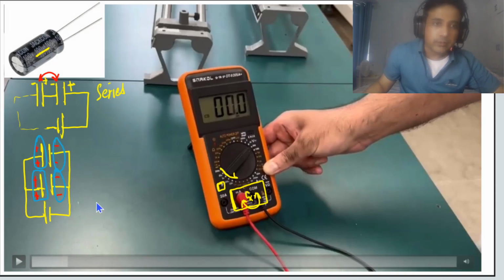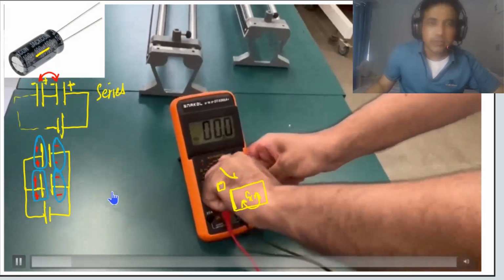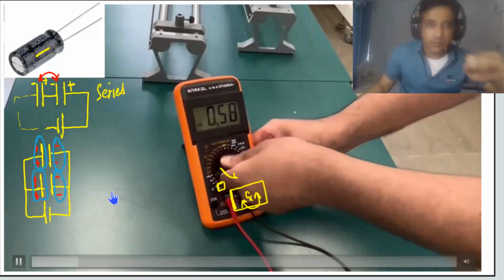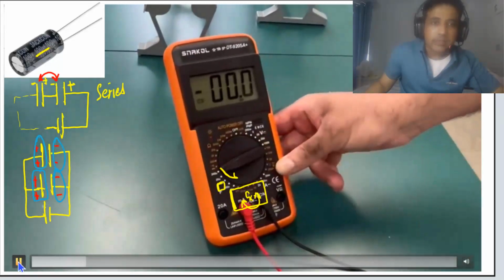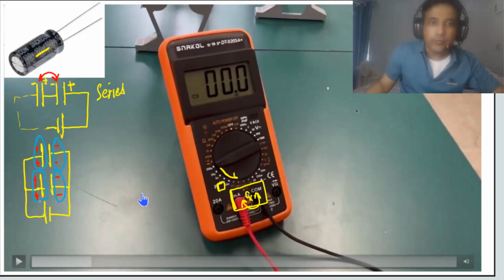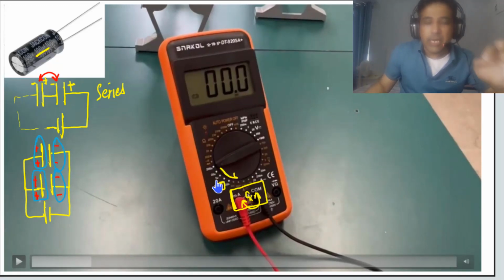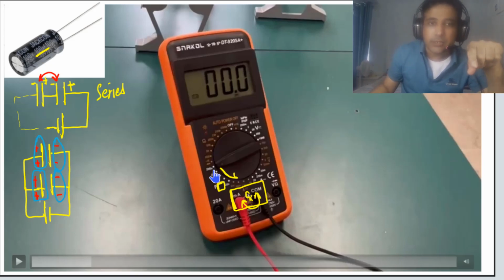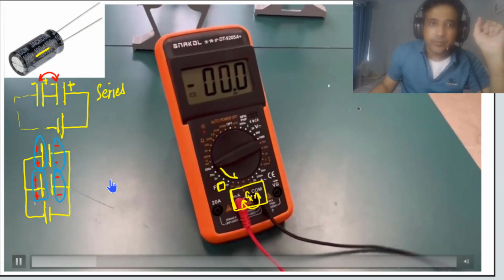So we will look at this video. You can see how I'm selecting the capacitance section with the help of the selector. So I have selected this one. In this case, I'm not selecting 20 microfarad because this capacitor has capacitance of more than 20. So I have to go to the next setting. So I'm selecting, in this case, 100 microfarad.